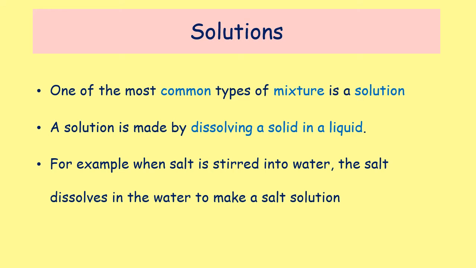So now what we're going to look at is one of the most common types of mixture, and that is a solution. And a solution is made by dissolving usually a solid in a liquid. And examples of this are if you put salt into water, the salt dissolves in the water to make a salt solution. And that would make salty water. An everyday example of this would be putting sugar into coffee. When you put sugar into coffee, it dissolves. You can no longer see the sugar, but it's part of a solution.